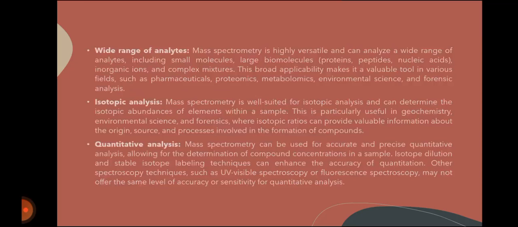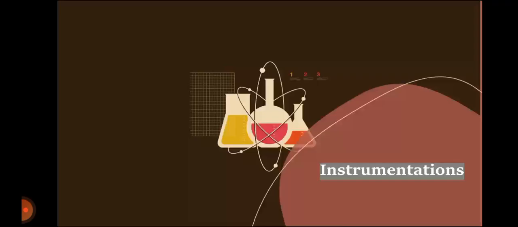Then quantitative analysis. Mass spectrometry can be used for accurate and precise quantitative analysis, allowing for the determination of a compound's concentration in a sample. Isotope dilution and stable isotope labeling techniques can enhance the accuracy of quantitation. Other spectroscopy techniques such as UV visible spectroscopy or fluorescence spectroscopy may not offer the same level of accuracy or sensitivity for quantitative analysis. So that's why we use mass spectrometry.